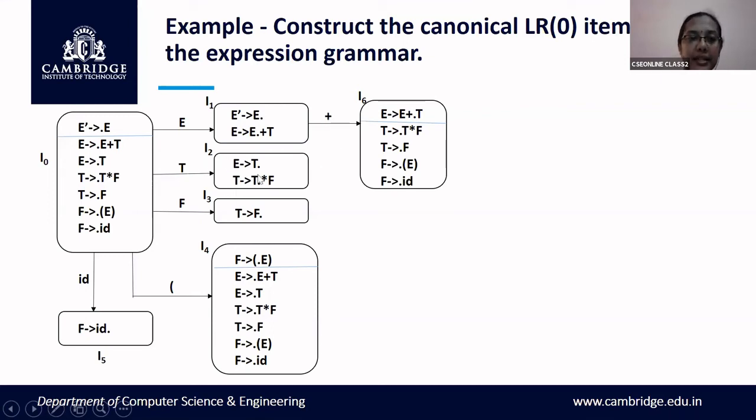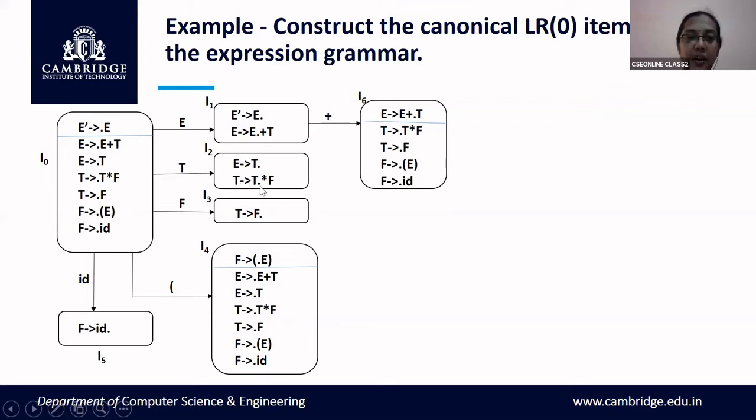Similarly, take the state I2. If you take state I2, you have two production rules. E derives T dot. Here dot is present on the rightmost side. You cannot further go to any other state. You don't have any symbols at all. This parser has already seen all the symbols on the RHS in this particular production rule. Come to the next production rule.